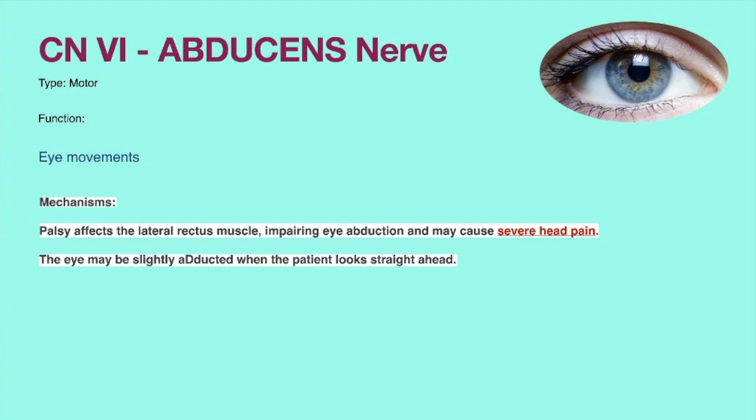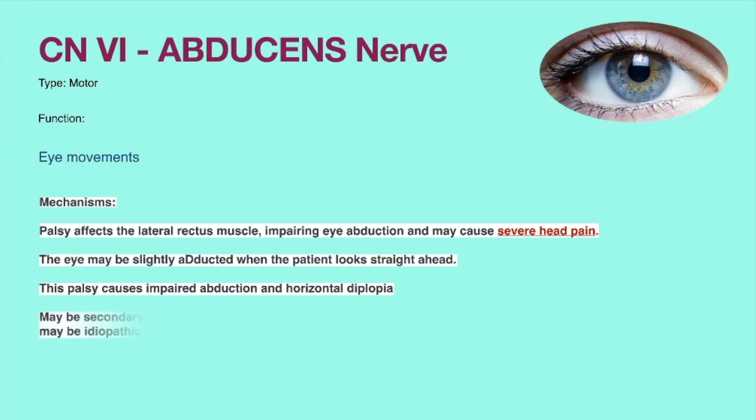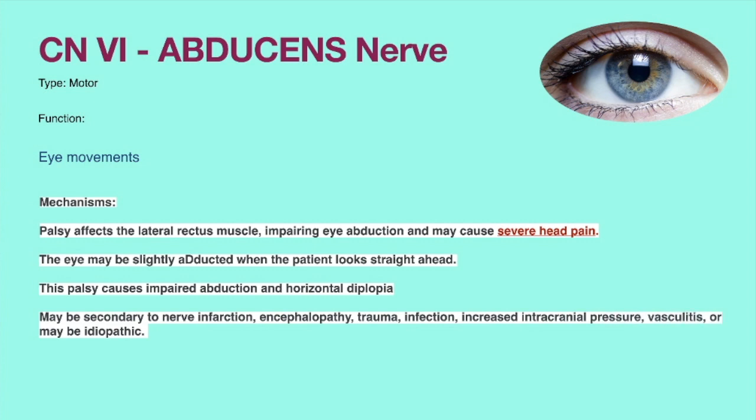Because of the impairment of abduction, the eyes may be slightly adducted when the patient looks straight ahead. So what we tend to see is impaired abduction and a horizontal diplopia with these patients, and that's something that you look at when you do your testing.